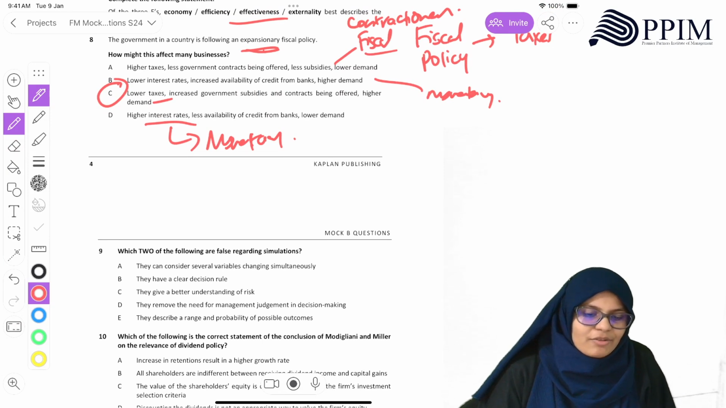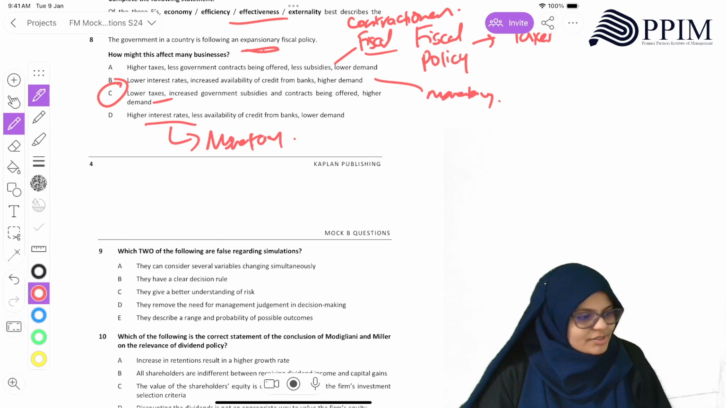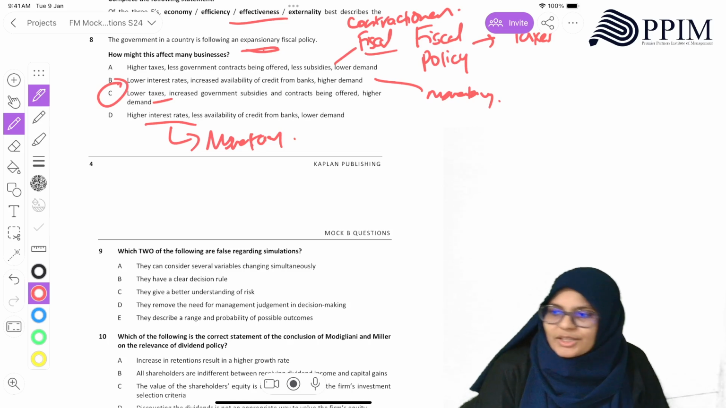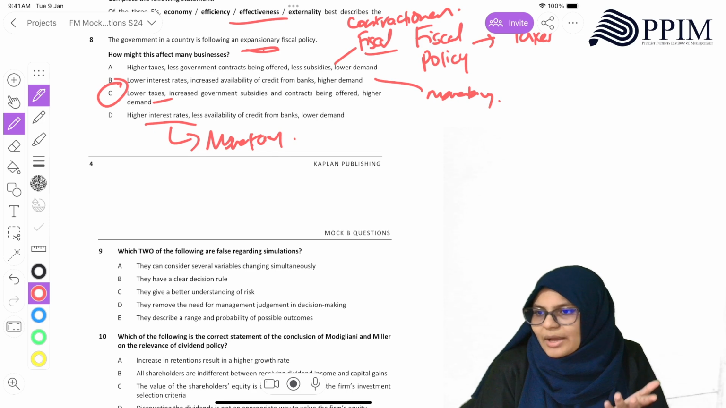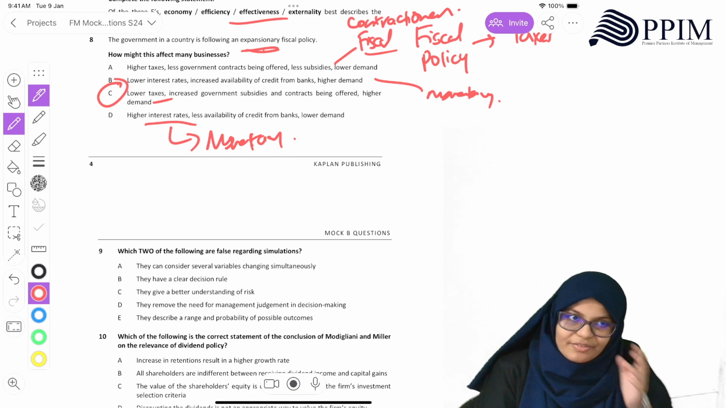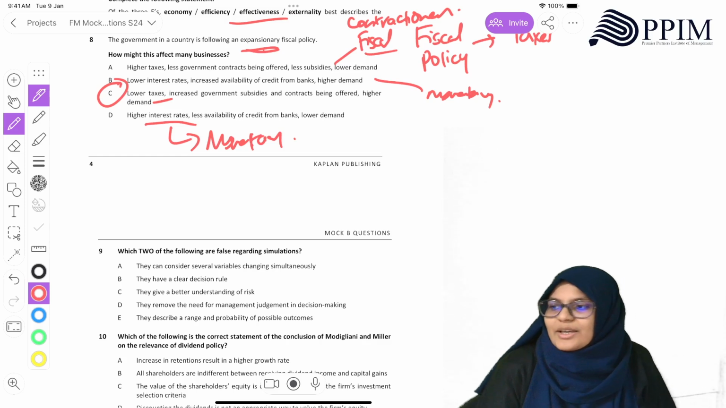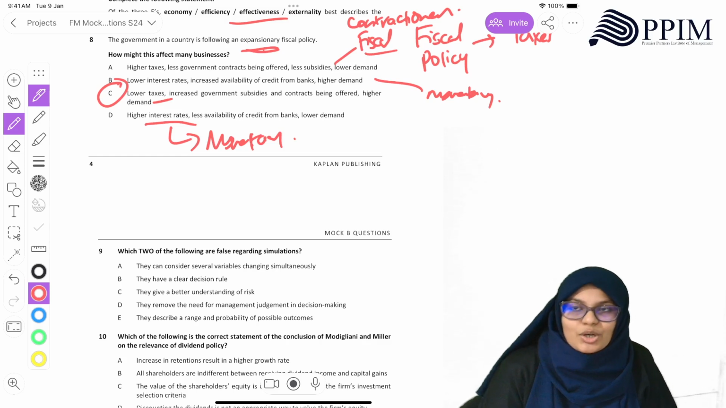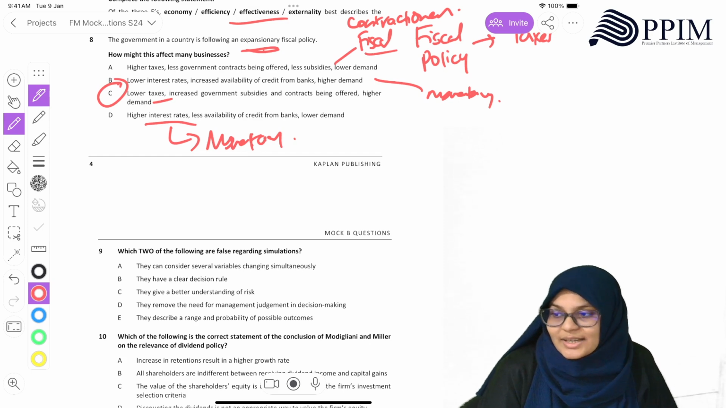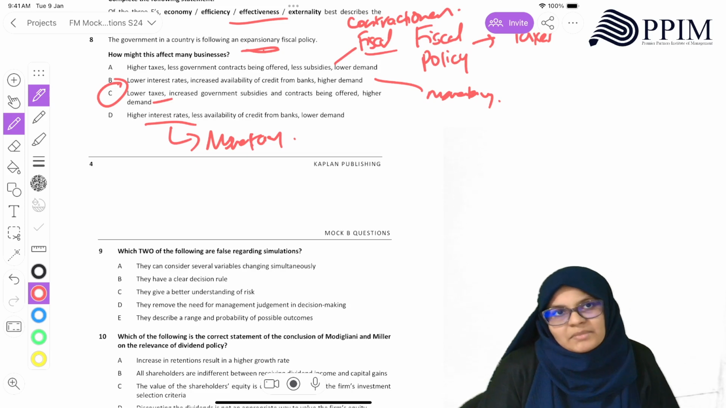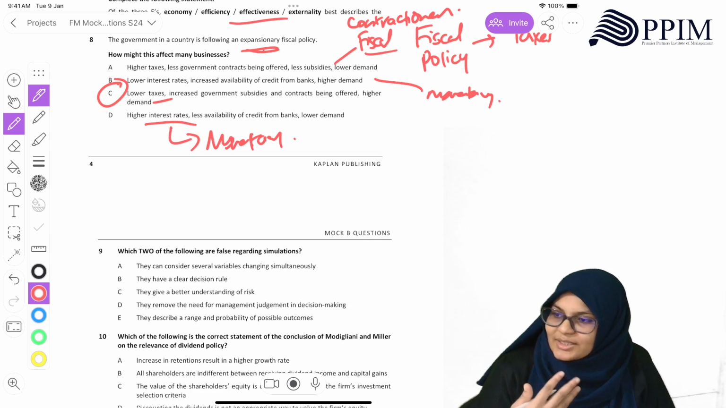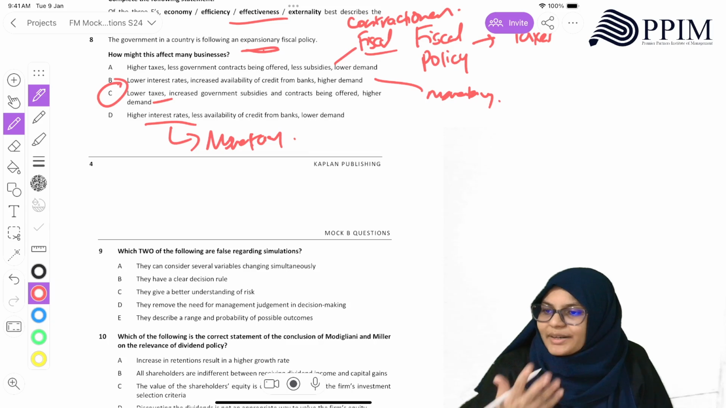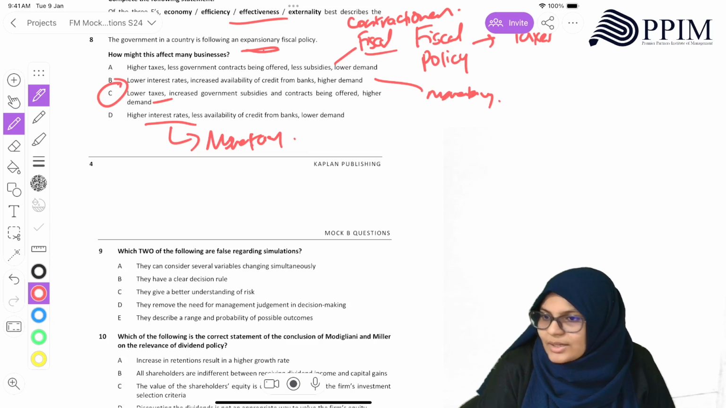Which two of the following are false regarding simulations? If you remember, a simulation is kind of like a prediction. We are trying to predict what's going to happen in the future, but by changing different variables. So we see, what will happen if sales and costs increase? What will happen if maybe a fixed cost suddenly reduces? What will happen if interest rate increases? We will take many variables that can change at the same time and try to predict what's going to happen in the future. So that is a simulation.